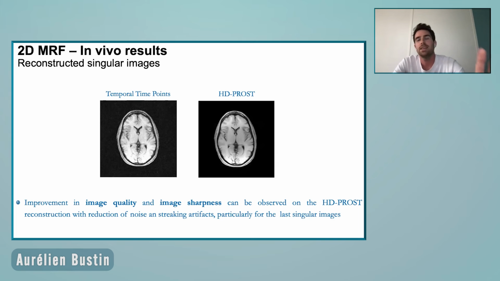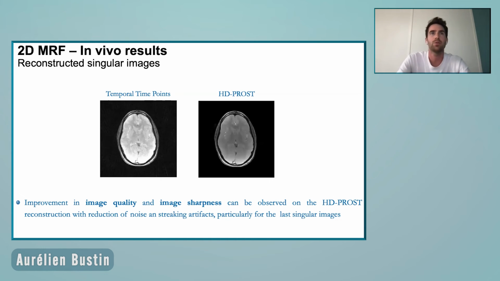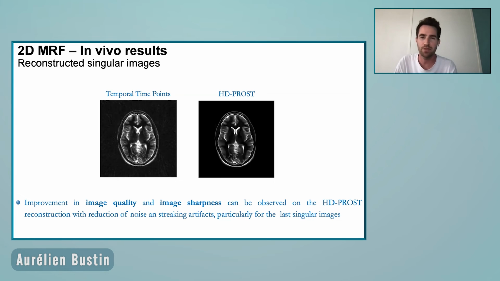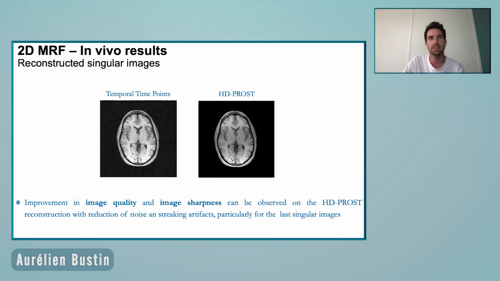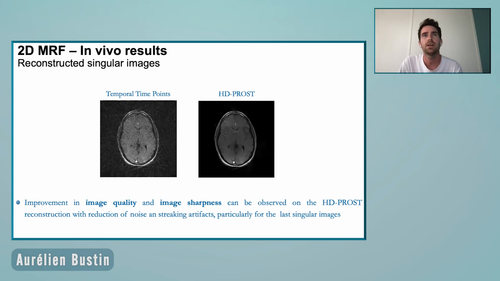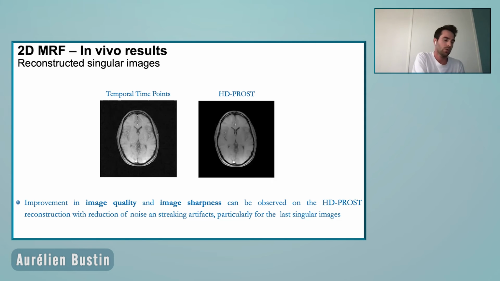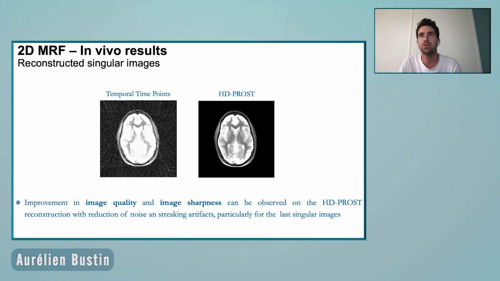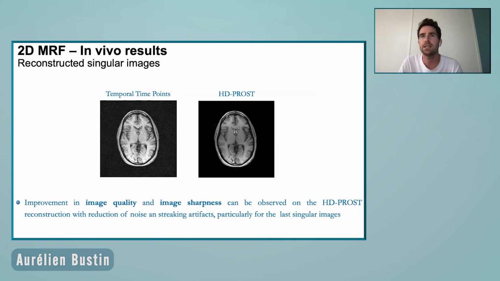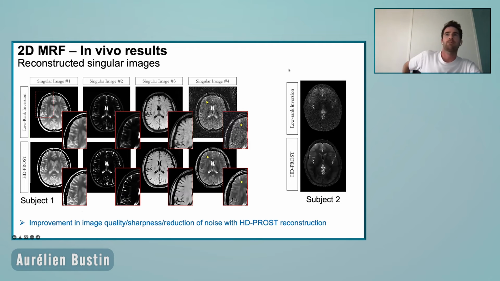And now look at the images you could get with HD-PROST. On the left, you have the 2,000 temporal fingerprinting time points. You see that it's highly undersampled, that is, very noisy. And so this denoising step, if you exploit the multi-contrast information, you can really recover a very nice image quality and sharp data sets.